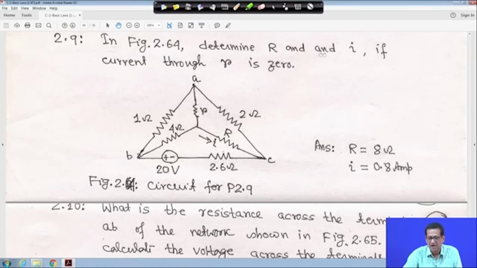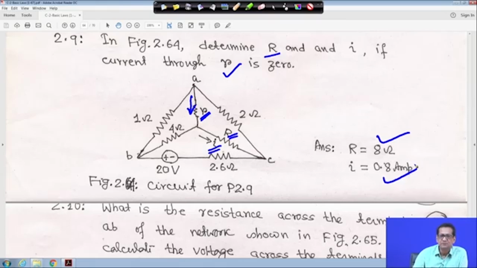Similarly, here some kind of star-delta formation is given. You have to determine R and I if the current through small r is 0. This is the capital R, this is small r, and this is the current I. If the current flowing through small r is 0, the answer is given: R is 8 ohm and I is equal to 0.8 ampere. So you have to solve this exercise.